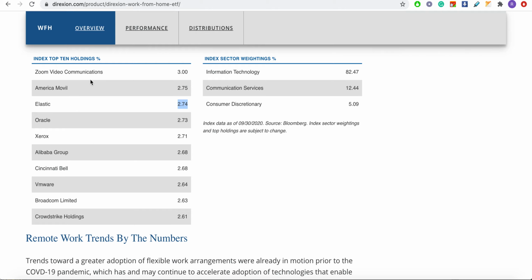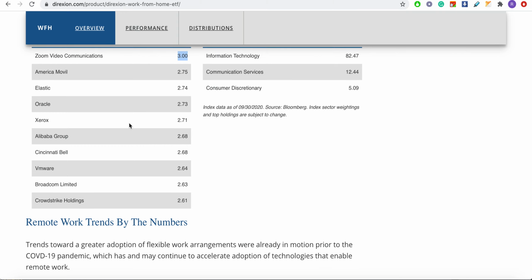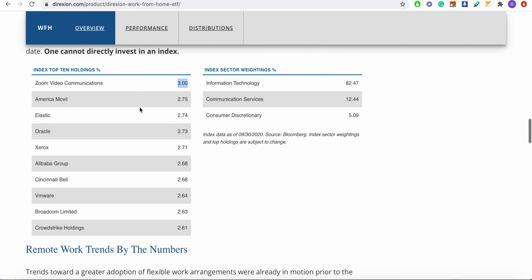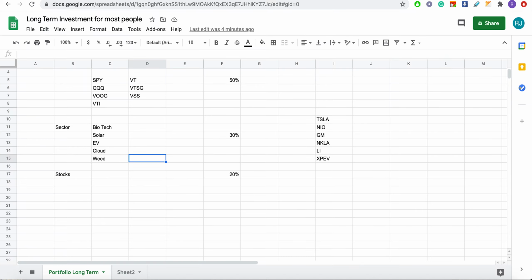But if you have everything in Zoom and Zoom goes 70% down, you are 70% down. Here, even if Zoom goes to zero, you are down by very little. It's 3%, pretty significant, but you lose maybe 1%. And usually their competitors will do well. So by having an ETF, you are in a good place. You can pick biotech, solar, EV, cloud, whatever.